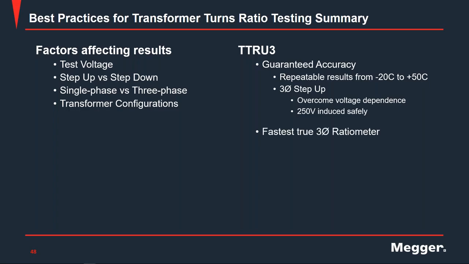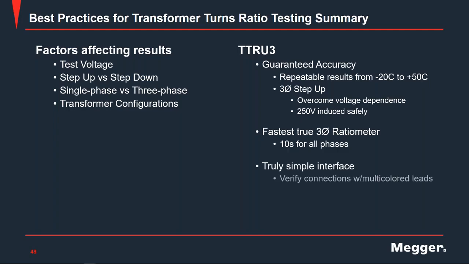The TTR-U3 is the fastest true 3-phase ratiometer, clocking in at 10 seconds for all phases. And we do provide you with a truly simple interface. Whether it's the physical leads themselves that you're running up 60 or 100 feet in the air, you can see the red jacket, you can see the black jacket, you can see the color-coded clamps to verify that you have made your connections properly.